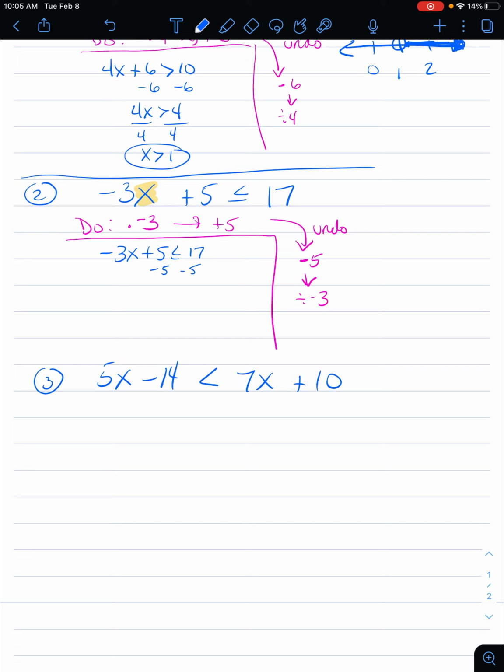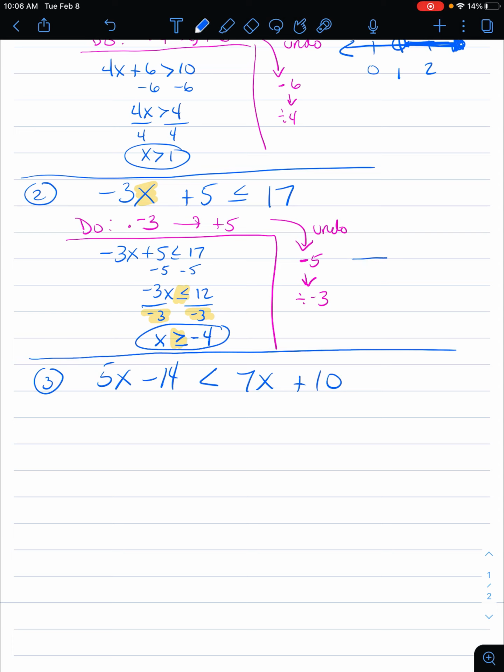I subtract 5 from both sides. I have -3x is less than or equal to 12. I divide both sides by a -3. Now here's where we need to be careful. If we divide or multiply both sides by a negative value for an inequality, we change the direction of the inequality. So the solution for this is x is greater than or equal to -4. Because we divided both sides by a negative, we changed from less than or equal to, to greater than or equal to.